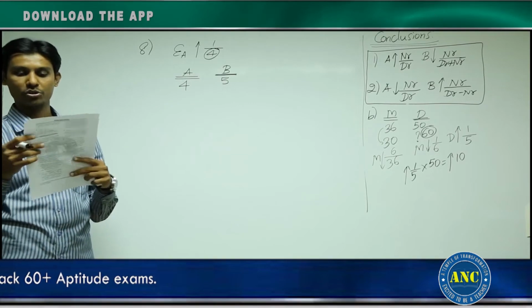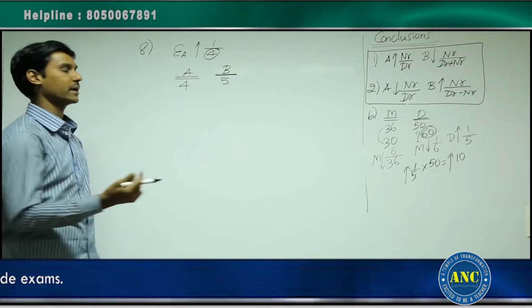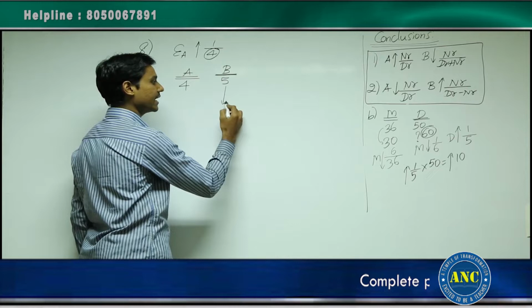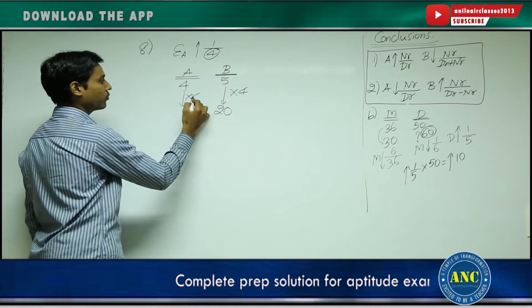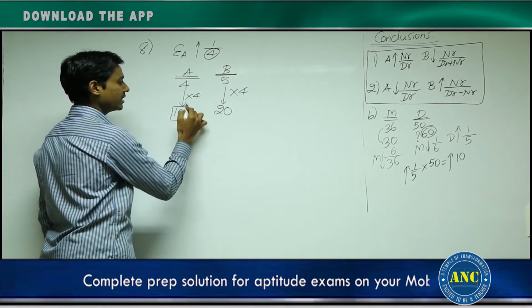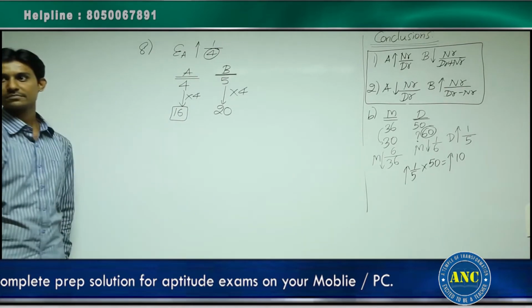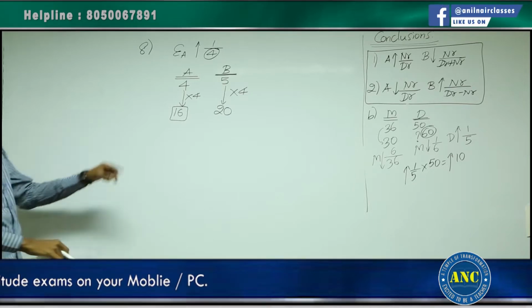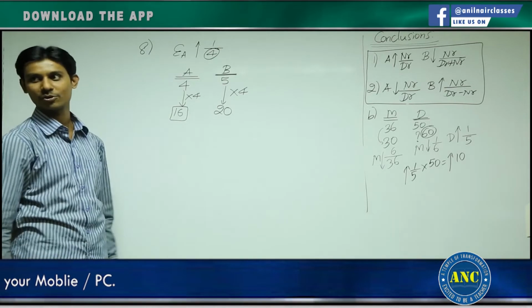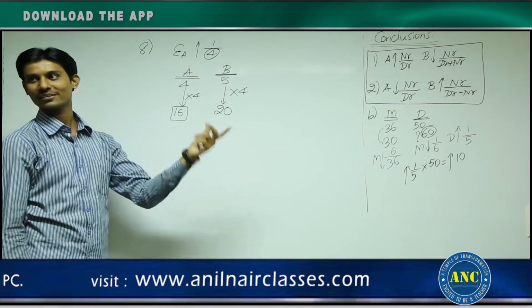But according to the question, B takes 20 days to complete the task. 5 is becoming 20, multiply by 4. Here also multiply by 4. A is taking 16 days. Over. Understanding? There are so many students who will come to me and say that I face a lot of difficulty in solving efficiency based questions. It is the easiest way to solve.